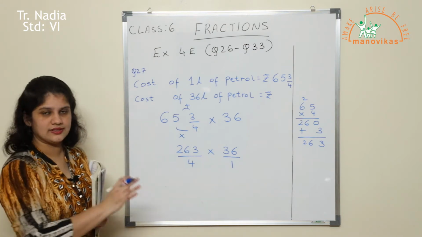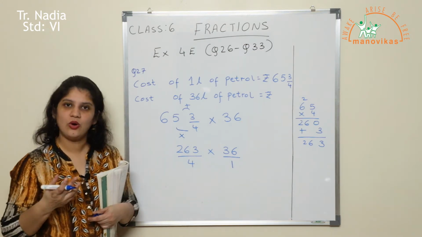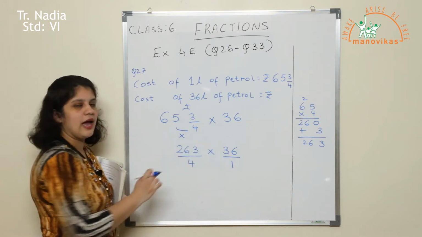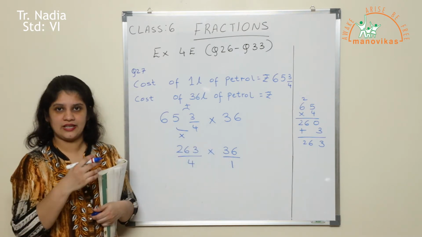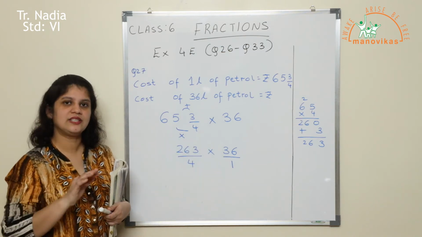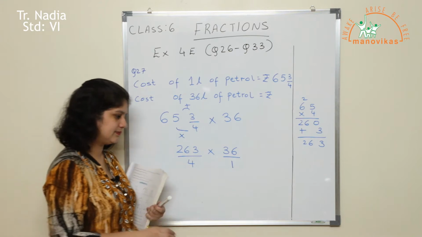Again here children, the sum is not over. You have to now reduce. You can see here 4 and 36, and make use of the 4 times table to reduce 4 and 36. Alright, reduce it and then get the answer.